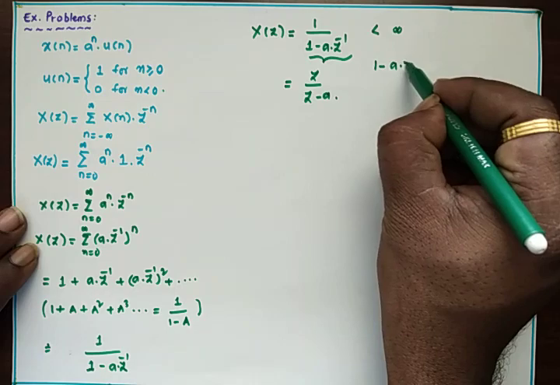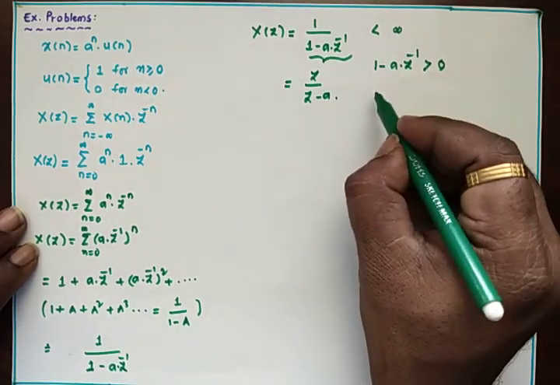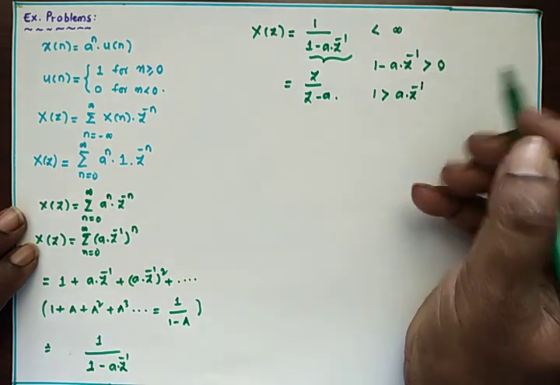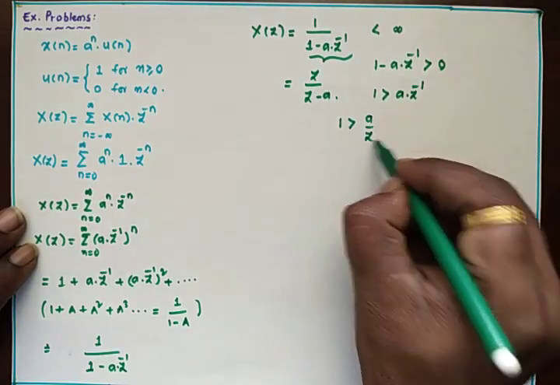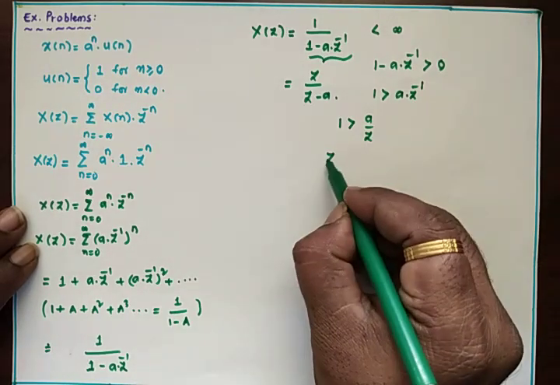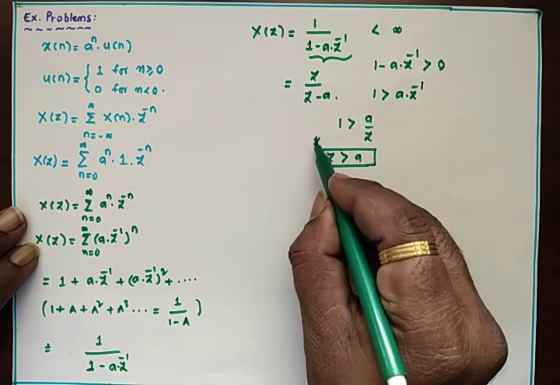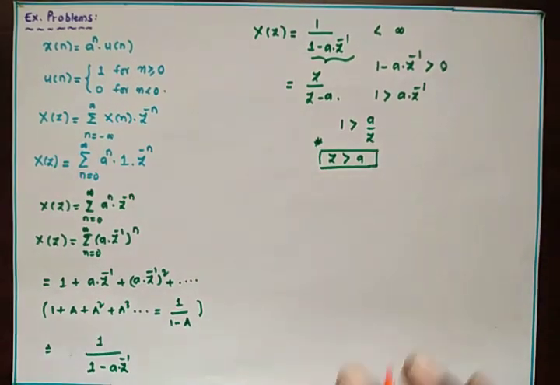1 minus a into z to the power of minus 1 must be greater than 0. That means 1 must be greater than a into z to the power of minus 1. That means you can write 1 is greater than a by z, so that z must be greater than a. To define the ROC, that is the region of convergence, z must be greater than a only. So by considering that part, we can easily draw the region of convergence.